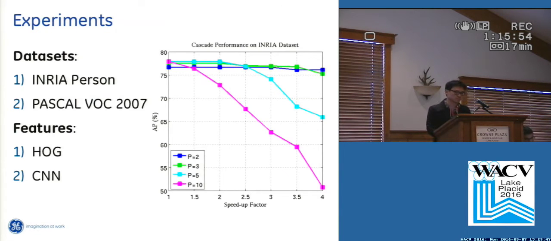We use two datasets for our experiments. One dataset is INRIA Person, and another is Pascal VOC 2007. And we use two different kinds of features, which are HOG and CNN.